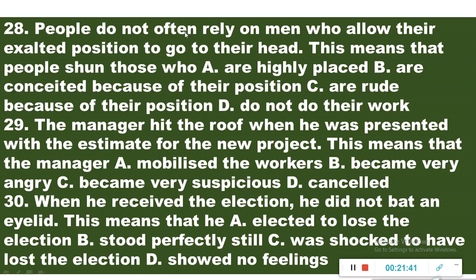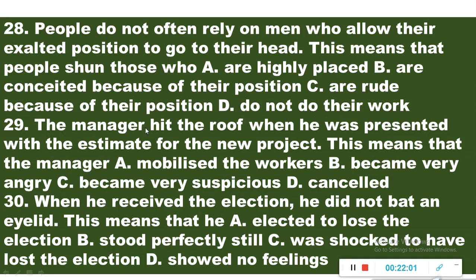So that's the actual option. B, are conceited because of their position. C, are rude because of their position. No, the idea of rudeness is not mentioned, is not inferred by that. D, do not do their work. Obviously, that's not the interpretation.